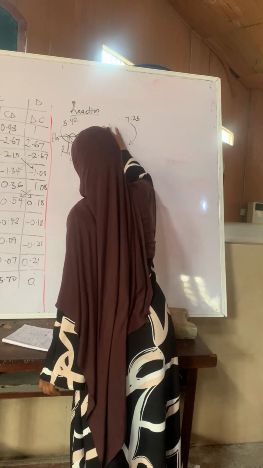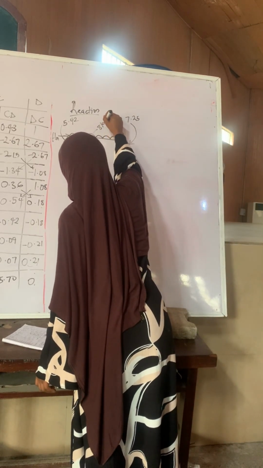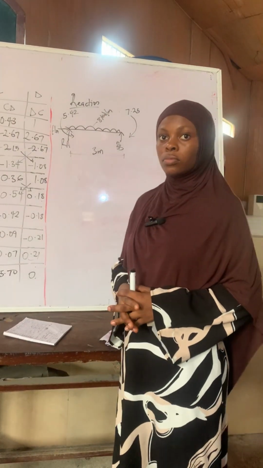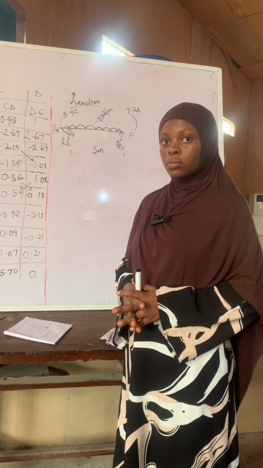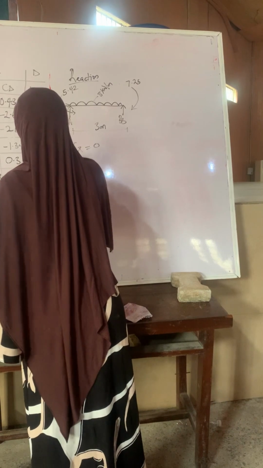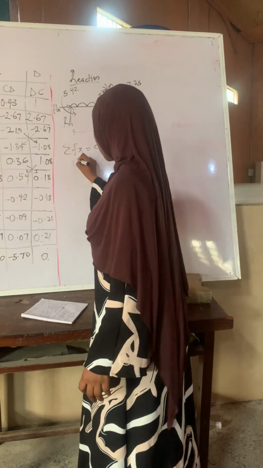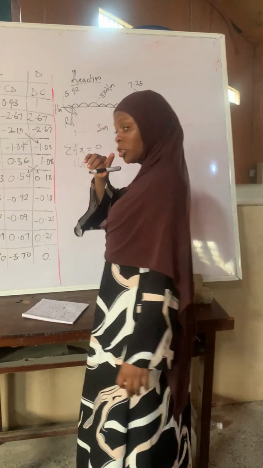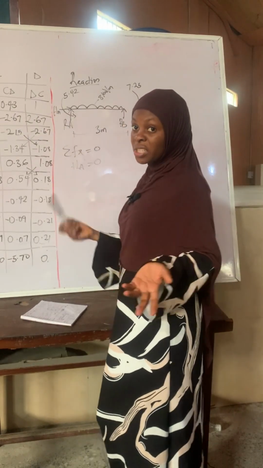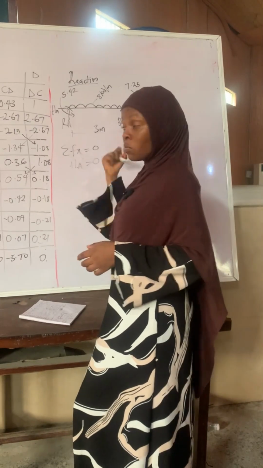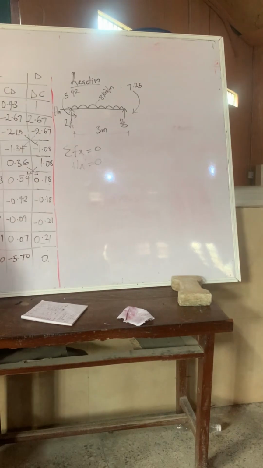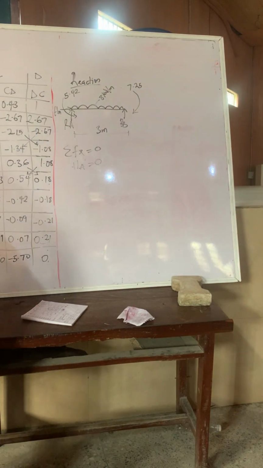Let me write this one to be equal to 0, and our HA is 0. We don't have any other force on the straight line, like our horizontal movement, HA. I just put it there. We don't really need it because it is 0. There's no other force that counterbalances it.